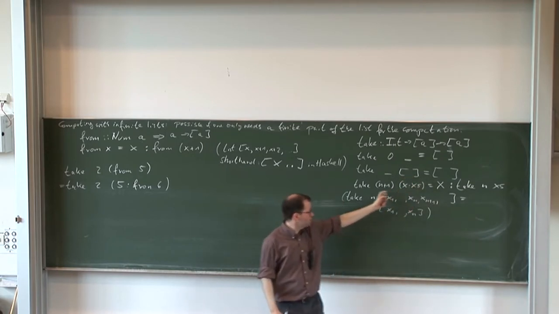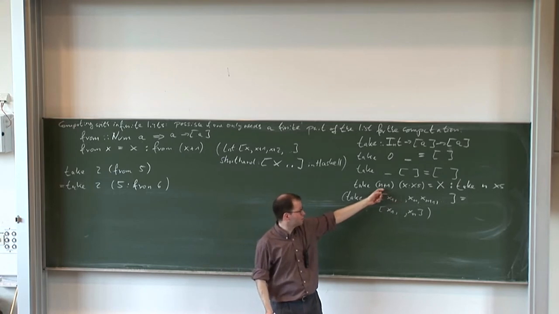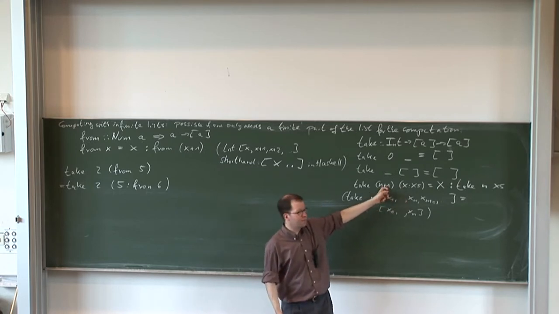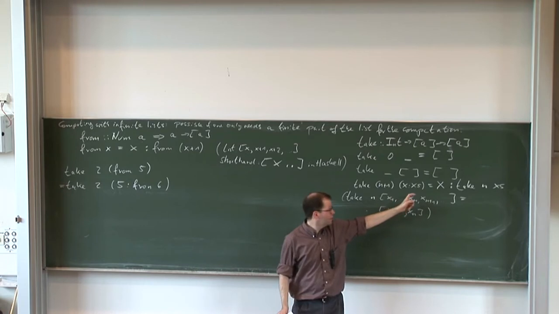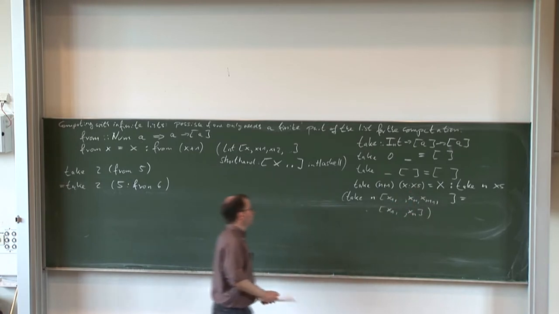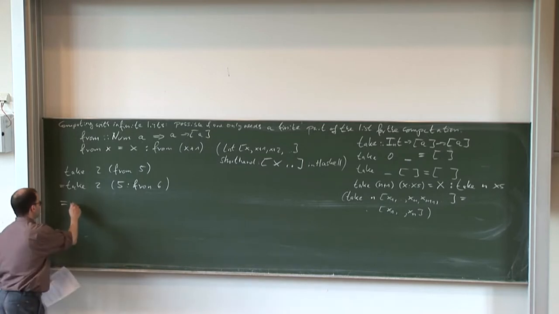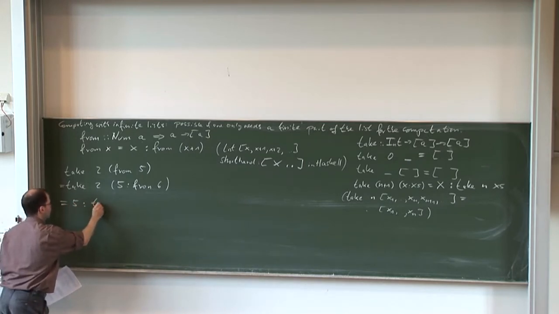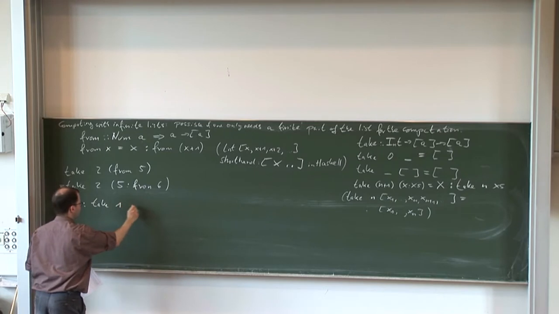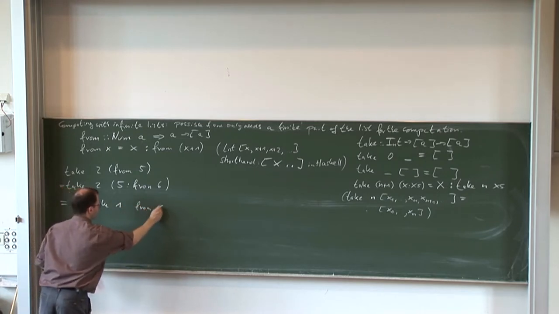So we end up in the last pattern, and there we see everything matches fine. We know this is a number greater or equal 1, and here we know it's a non-empty list, so we can execute the take equation, and we get 5 colon take 1 and from 6.